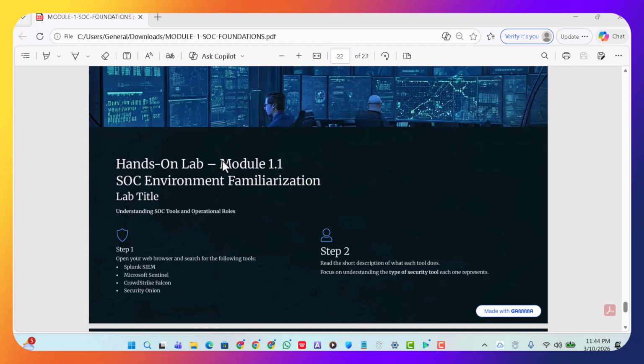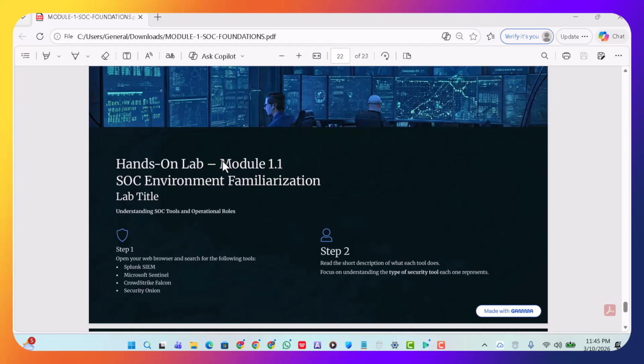In this hands-on lab, we are going to familiarize ourselves with some of the most commonly used tools inside a security operations center. The goal of this exercise is to help you understand different technologies SOC analysts interact with during daily monitoring, detection, and investigation activities.